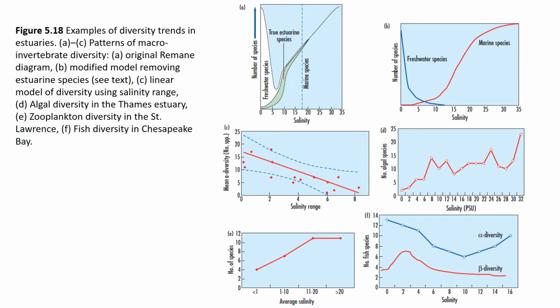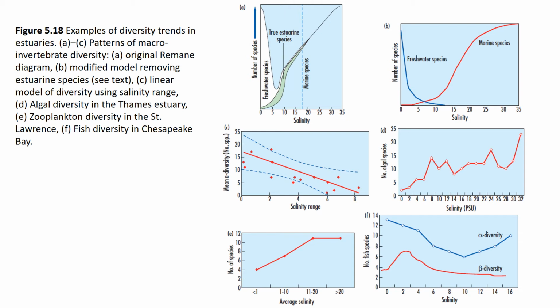If we look at mean alpha diversity in terms of number of species in panel C, we see how salinity range affects species diversity. So where we have the largest range in salinity, so a deviation of 8 in the salinity range, then we find the lowest number of species. So clearly in an estuarine system, this is where the environment is most stressful. This is where salinity is changing or fluctuating most on a daily basis.